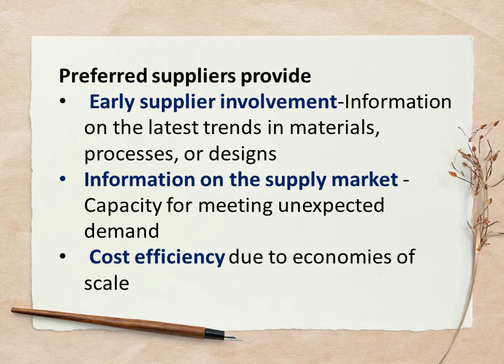Information on the supply market, and capacity for meeting unexpected demand. Whenever there is unexpectedly a large volume of demand in a specific period, if you have that preferred supplier, you can easily inform them of your demand or your need. Because they are a preferred supplier, they can meet your demand, with the capacity to meet the unexpected demand.